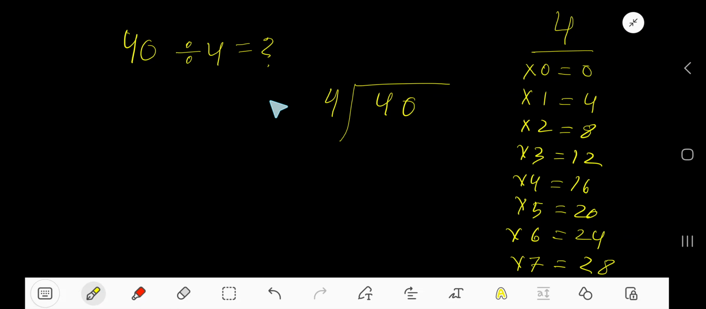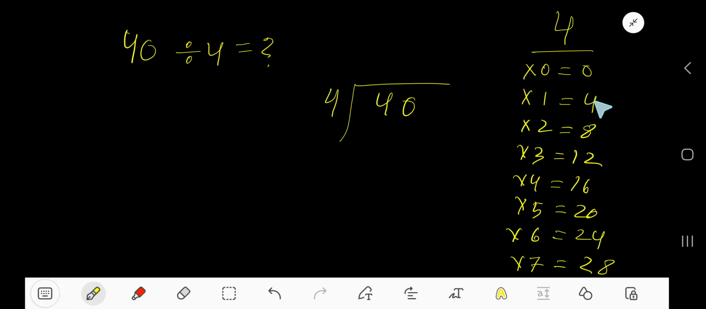40 divided by 4. Here 4 is a divisor and 40 is a dividend. So we need the multiplication table of 4. 4 times 0, 0. 4 times 1, 4. 4 times 2, 8. 4 times 3, 12. 4 times 4, 16. To find out the multiplication table of 4, just add 4 to the previous step.